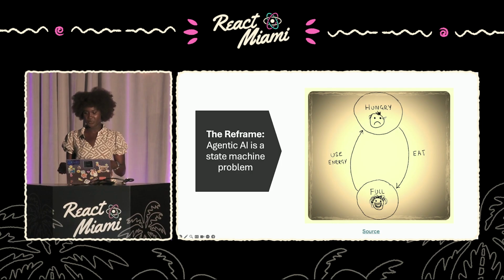Here's the breakthrough. Agentic AI is a state machine problem, not request response, not post get, a state machine. Agents have phases. React needs observable state. As you can see on my slide, hungry is a state, and for you to get to the next state, full, you need to eat. And then you use energy, and you go to hungry. It's like the cycle of life, basically.